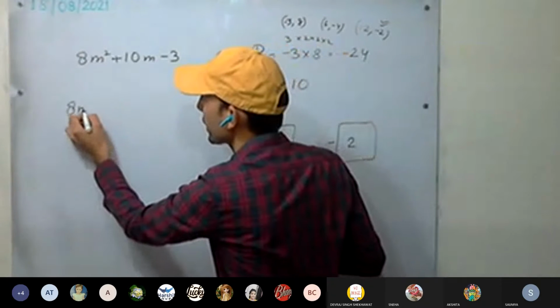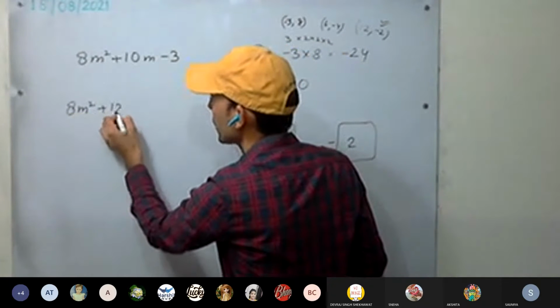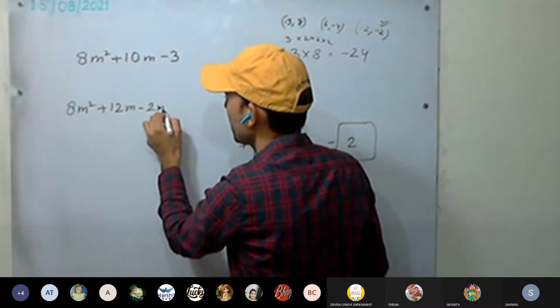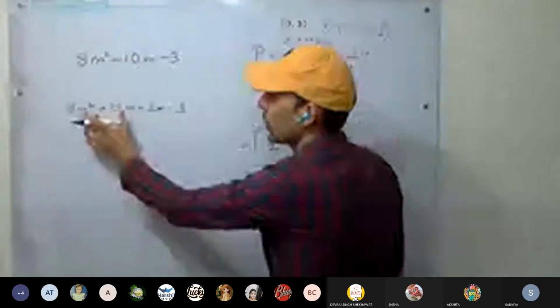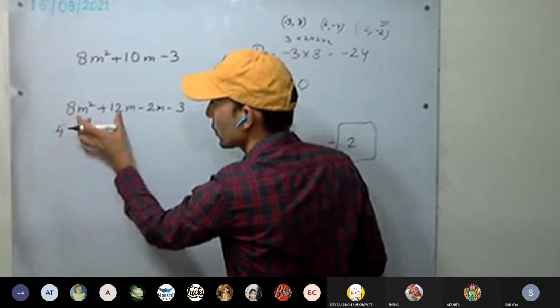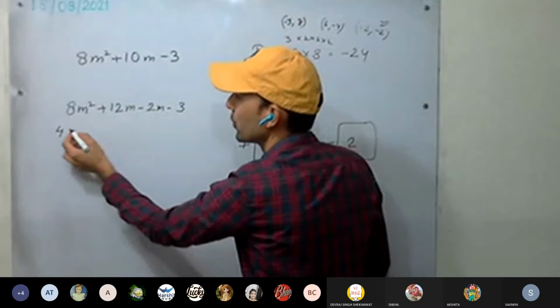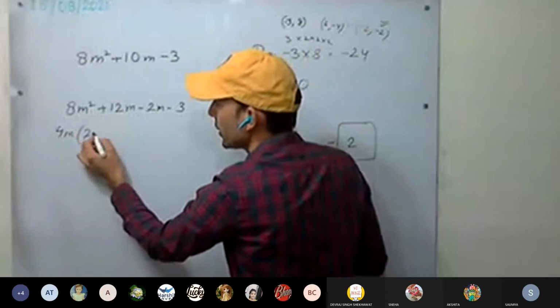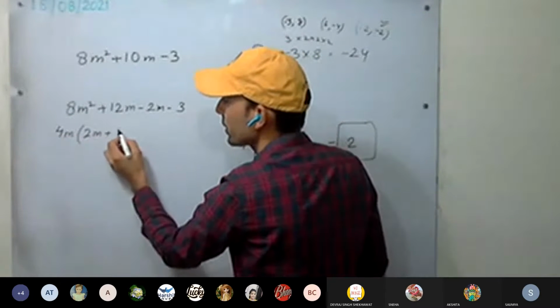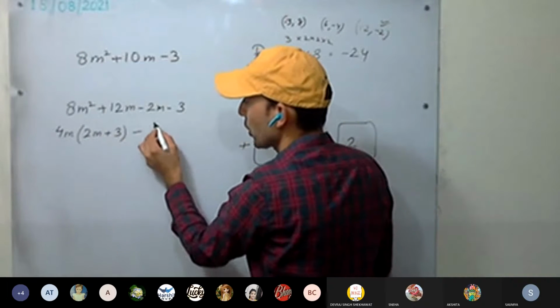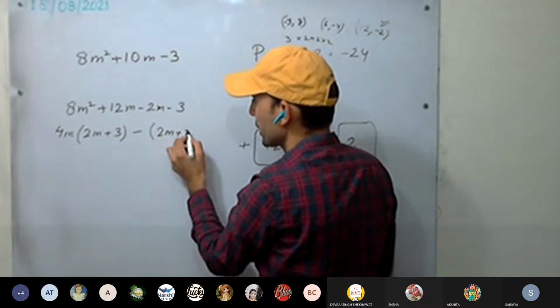So 8m square plus 12m minus 2m minus 3. Take common out. What is common? First two terms. We are doing grouping now. Four terms we have, we can group. These two we can group. 4m is common. Okay. 2m plus 3. Minus is common outside. 2m plus 3.